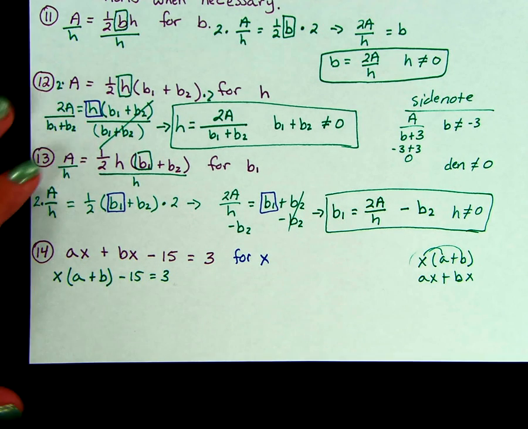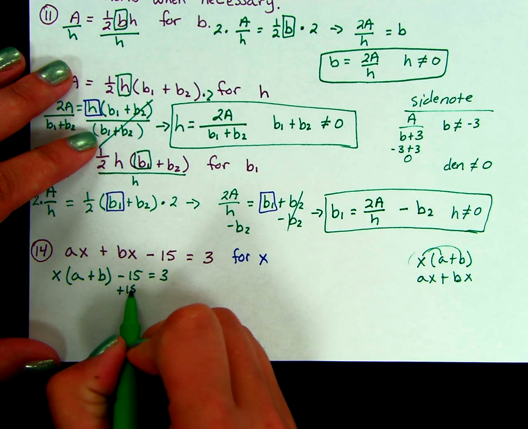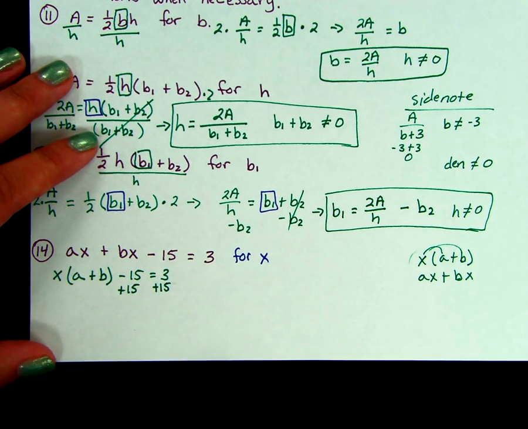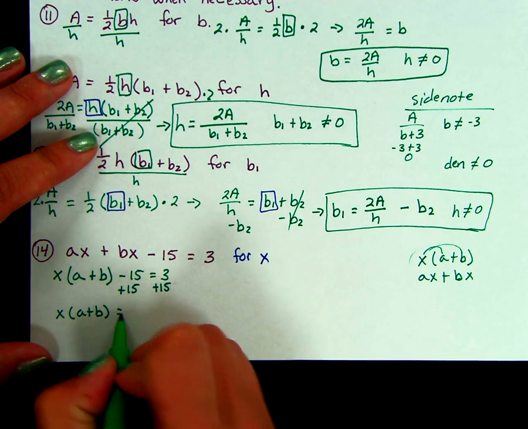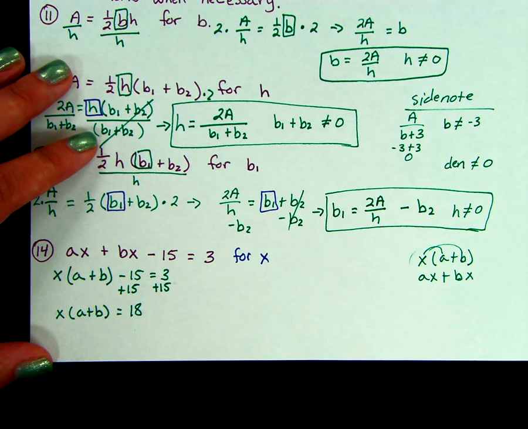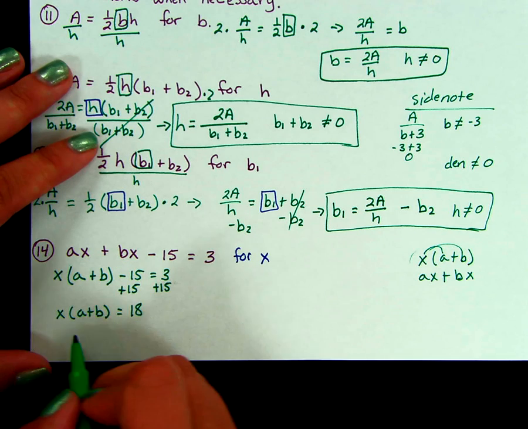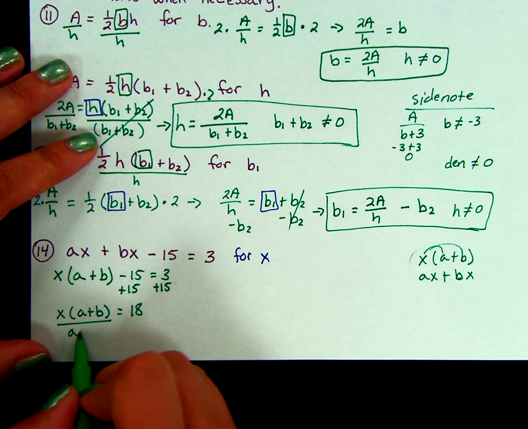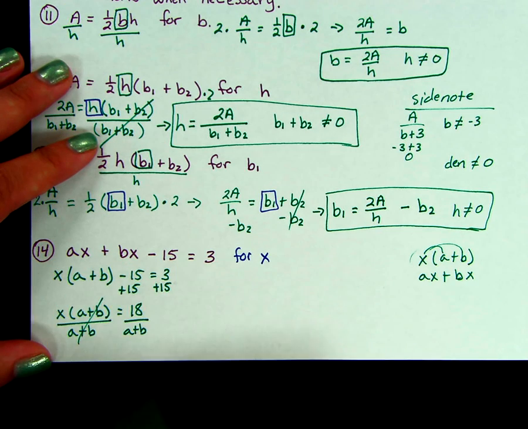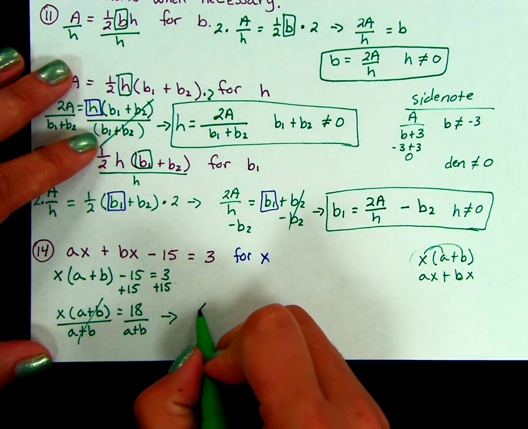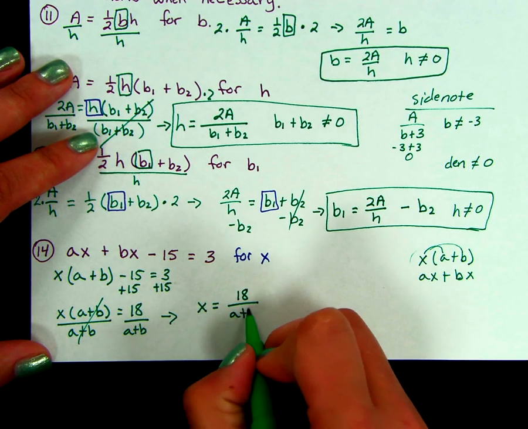So again, we're trying to get our x by itself. So my next step, I'm going to add this 15 over. So now we have x times the quantity of a plus b equals, and then 3 plus 15 is 18. Well, now between my x and my group, that's multiplication. So to undo multiplication, we just divide. So we're going to divide by that whole group. So those 2 things cancel out. So now we have x equals 18 divided by a plus b.